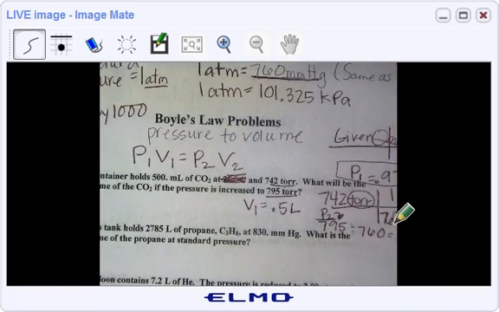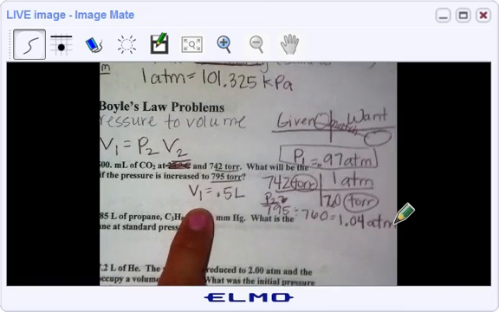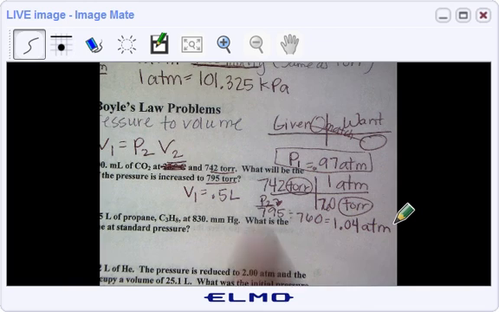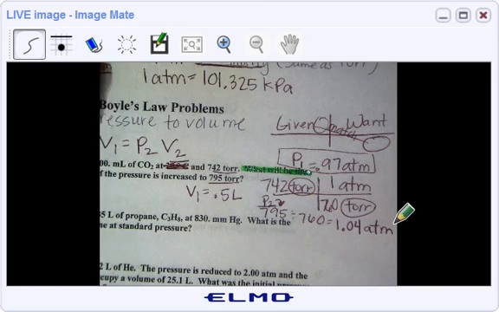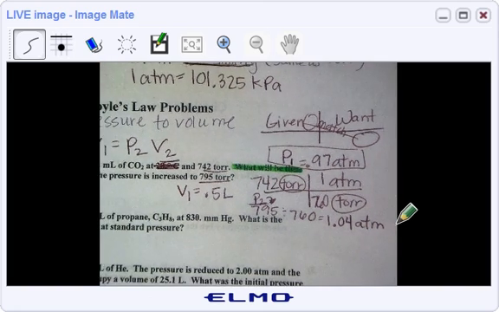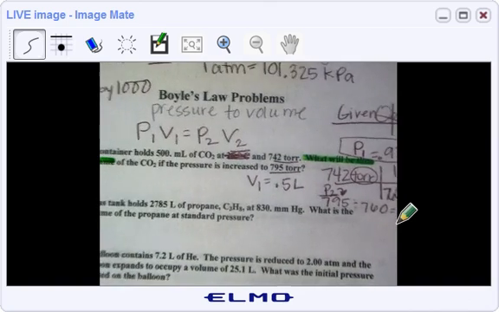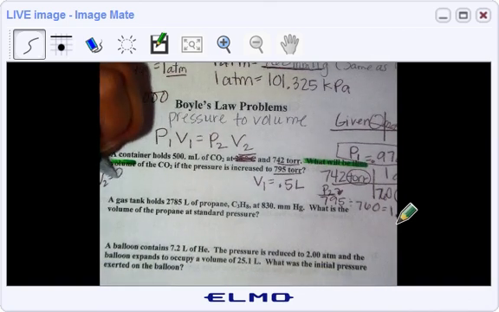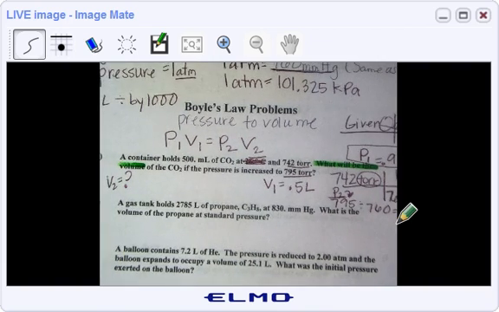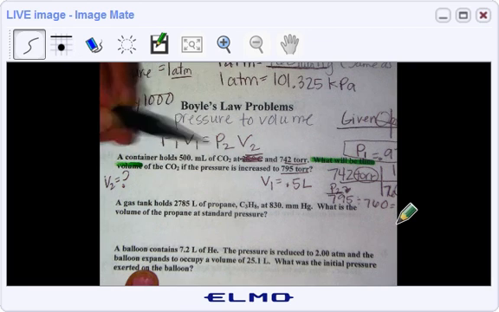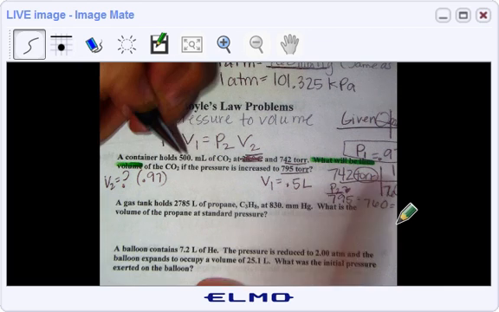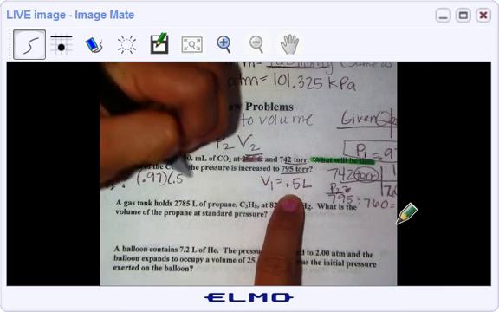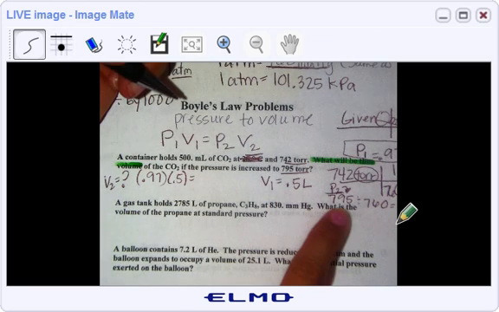I'm going to go back to the problem. I have my V1, my P1, my P2. The question says, what will the volume be? So I'm looking for V2. Going to zoom out a little bit. Now I'm going to plug in everything in this formula. So my P1 is 0.97. My V1, P2. Go ahead and solve for this and I'll call on you for the answer.